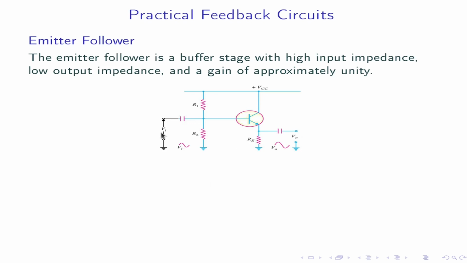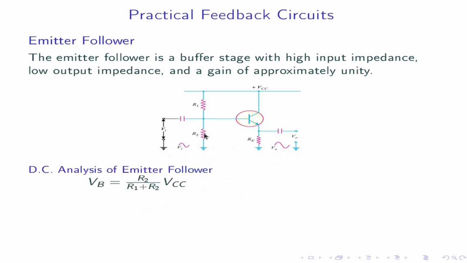Vi is the input signal. R1 and R2 and plus Vcc give the necessary biasing. This is a voltage divider biasing. The output is taken from the emitter and there is no load at the collector of the circuit. The input and output of the circuit are in phase. That's why the name emitter follower, as the emitter follows the base. DC analysis.